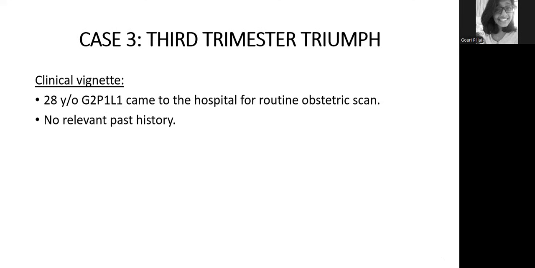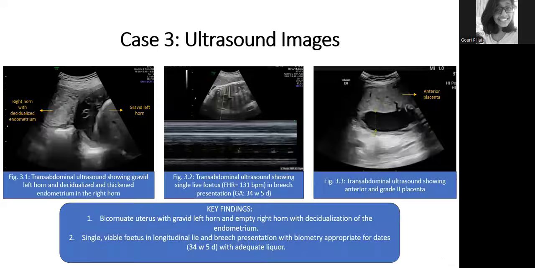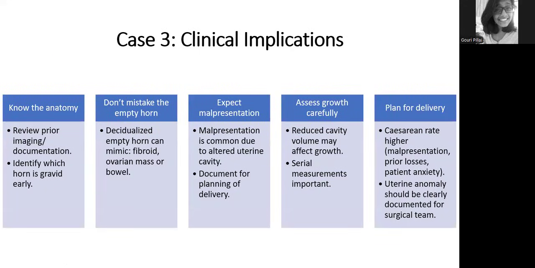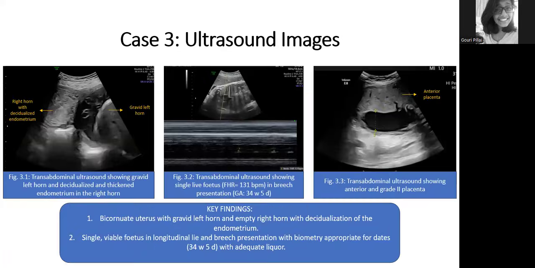This 28-year-old female in her second pregnancy came for a routine scanning, and ultrasound showed a bicornuate uterus with the gravid left horn and a viable fetus at 34 weeks in breech presentation. Here, the important clinical pearls are to know the anatomy early. We shouldn't mistake the empty decidualized horn for a mass, as seen in this first image.